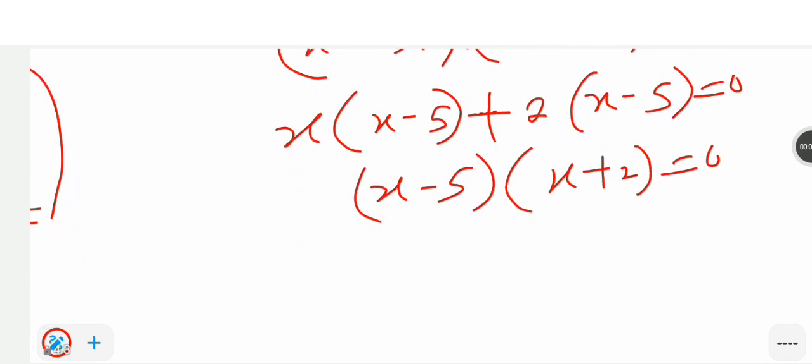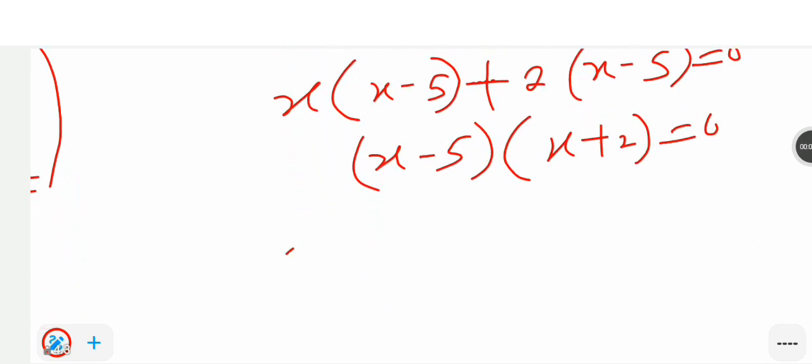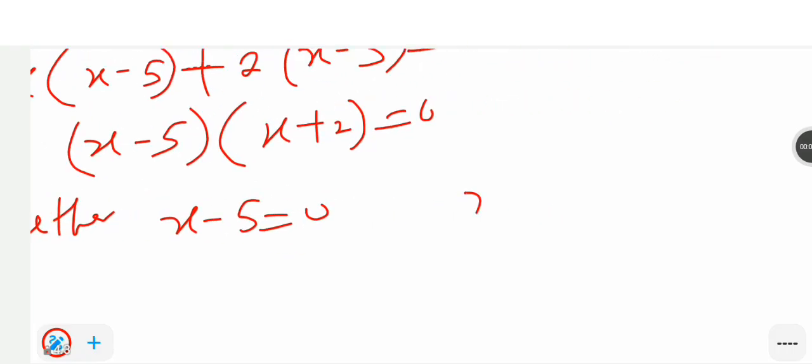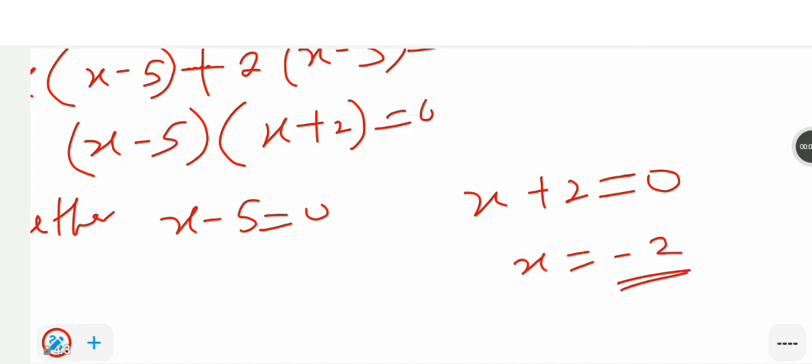Now let's equate both of them to 0, okay? So either x minus 5 equals 0, that will be your first answer. x plus 2 equals 0. Solve this, you get x equals minus 2. If you solve this, you're going to get 5. So the answer is x equals 5 or x equals minus 2.